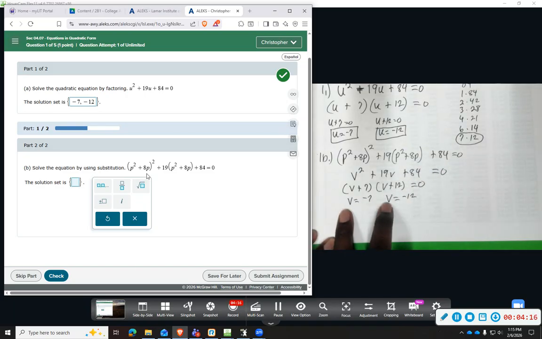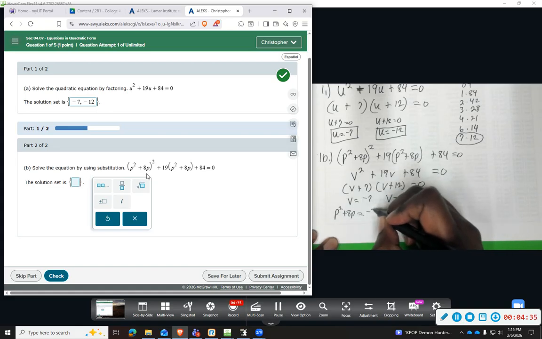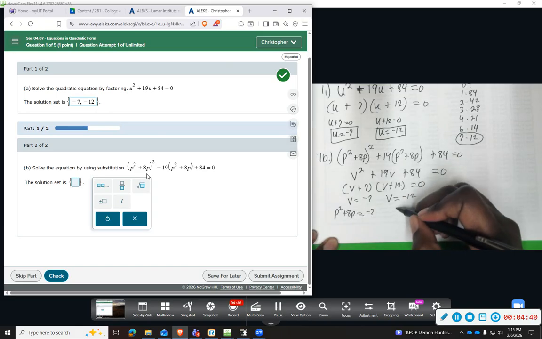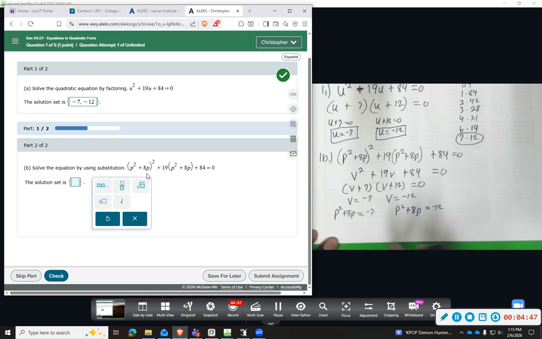Well, we've got to remember we did not start with a v. We started with a p squared plus 8p. So I'm going to replace the v with the p squared plus 8p. So we get p squared plus 8p equals -7. So this gives me a new quadratic equation. Same thing over here. We'll have p squared plus 8p equals -12. So again, a new quadratic equation. So I'm going to try to factor both of these.